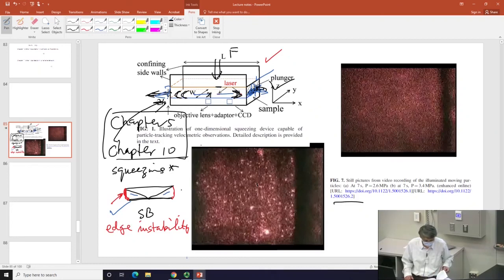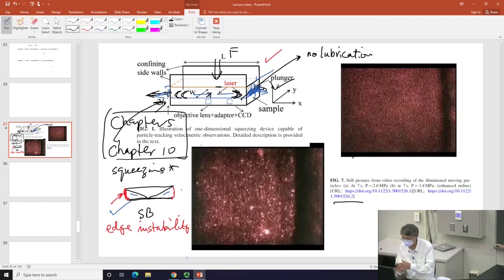And I can be fairly brief, and we are more or less done with it, except to mention that this is a geometry that doesn't have a particular name when you have no lubrication. So the sample is establishing some adsorption with the piston and with the bottom surface in the limit of no slip.